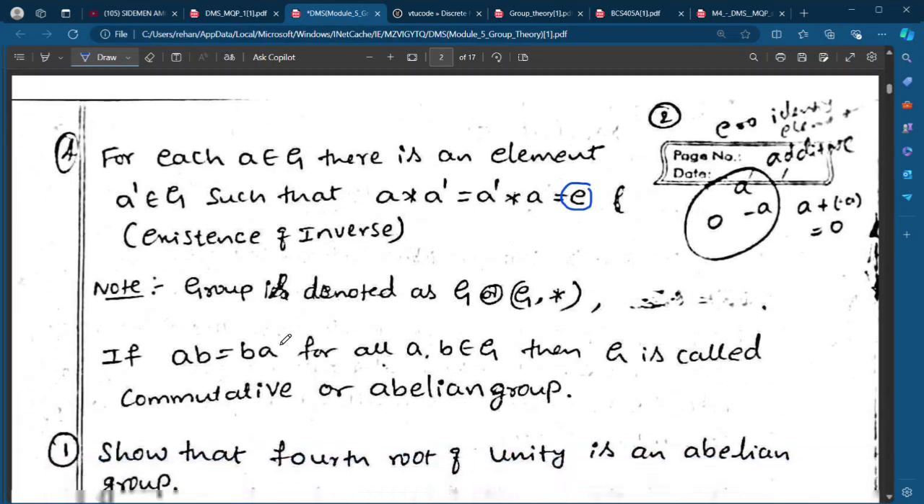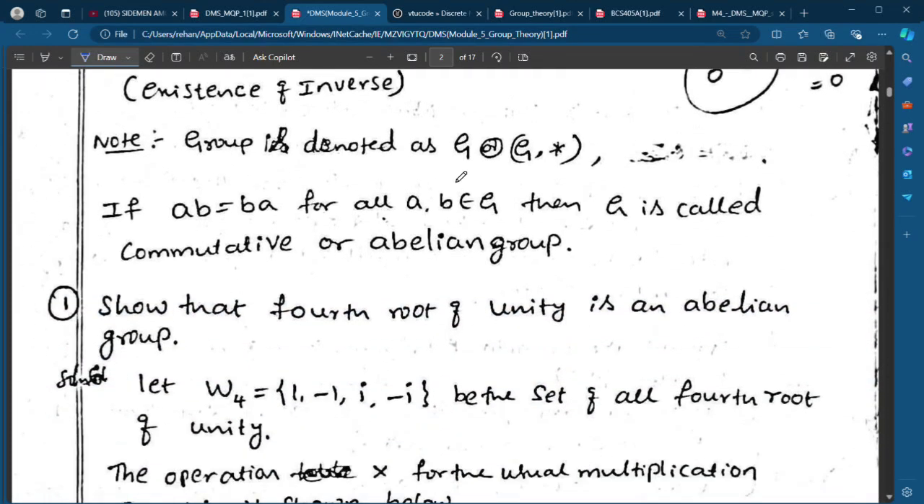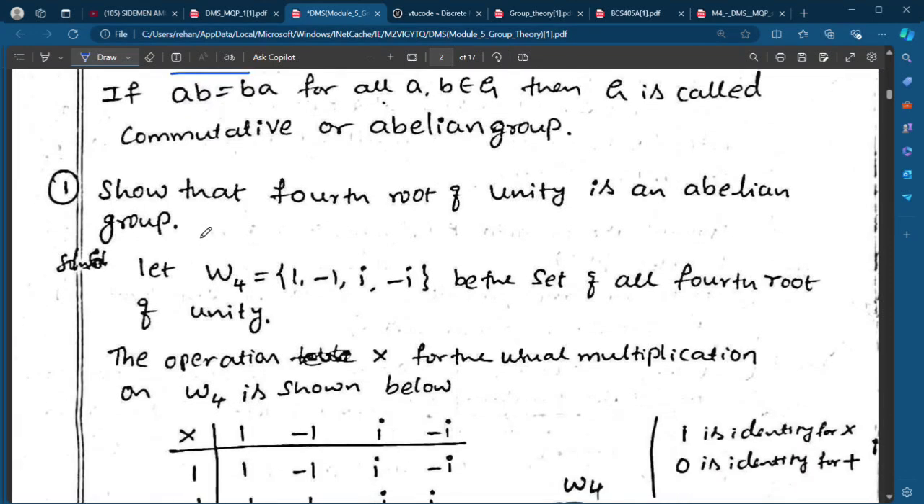Now note the group is denoted by only capital G or in brackets (G, star). If AB is equal to BA for all A, B, then G is called a commutative or abelian group. It's like a symmetric thing should be there, right? So it is commutative. Now let us see a question.